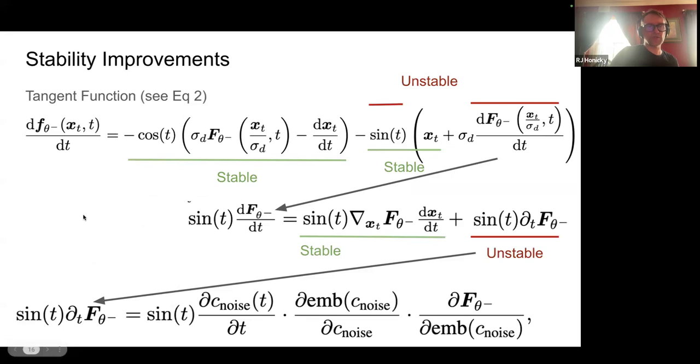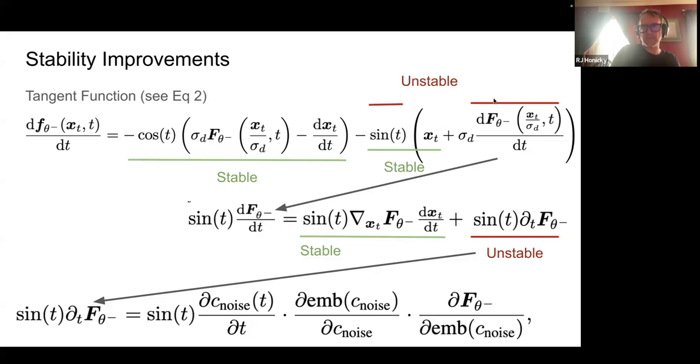Okay, so now this is, in my opinion, the meat of the paper. You have this tangent function that I called out, and if you plug stuff in again, there's nothing magical here. I'm just plugging in that cosine and sine and everything, and you get this big long thing that's really hard to read. In the paper they talk about how this part is not causing instability.